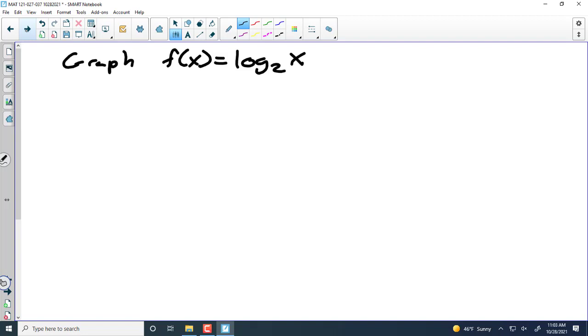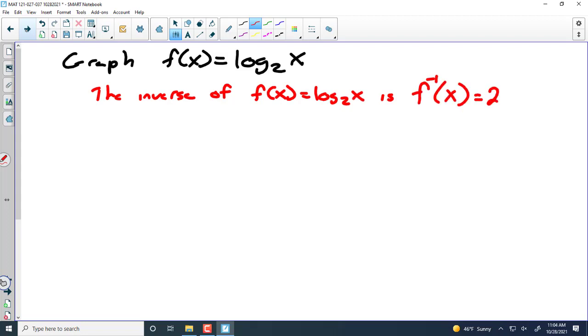But what I do remember is the inverse of f of x equals log base 2 of x is the exponential function 2 to the x. Do I remember that? Are exponentials and logarithms inverses of each other if they have the same base? That's something we want to keep on remembering over and over again. That's not going to go away. Logarithms and exponentials are inverses of each other as long as the bases match. Keep that in your head always throughout this unit.